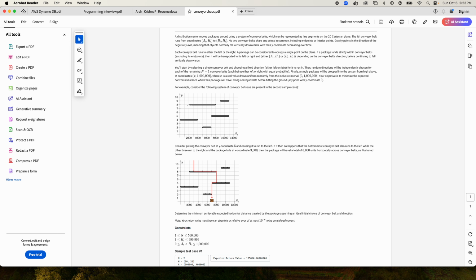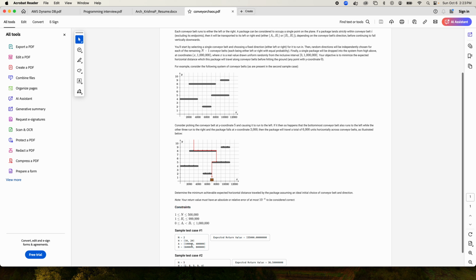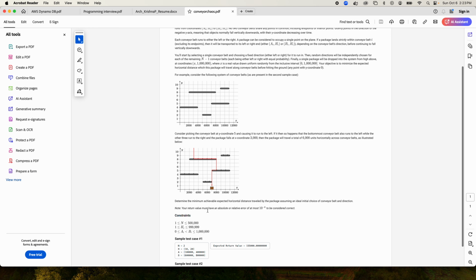Third, the order of the belts given here, the heights could be in a different order than increasing order. So the best thing is to first sort the belts by height in decreasing order, so you have the highest belt first, second highest, like that, and then you start attaching the children to each belt. A child is when the package falls from the left of this belt, what is the next belt it falls onto. That is a left child. When it falls from here, what is the next belt it falls to, that is a right child, right?